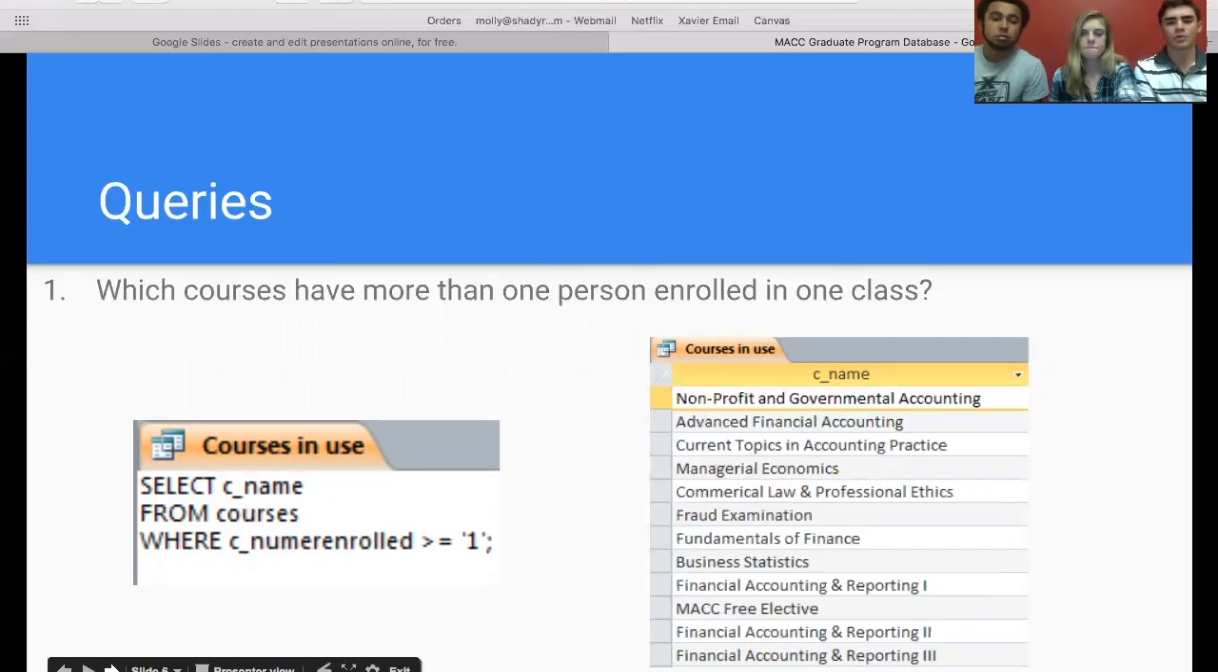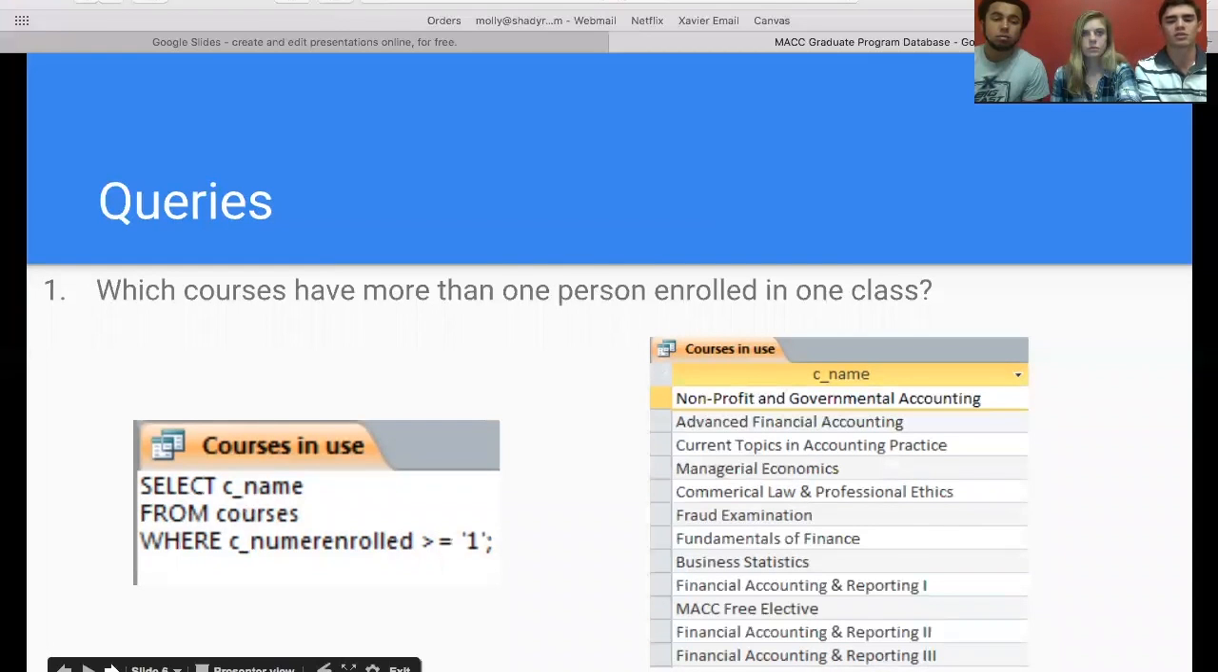In this case, we want to know which courses have more than one person enrolled in a class. This is a question that Dr. Maslak had in order to answer which courses should be offered during a given semester. He didn't want to offer any courses that were not going to have enough students in the class. So this will help in offering the right classes that have a certain amount of students enrolled in them.